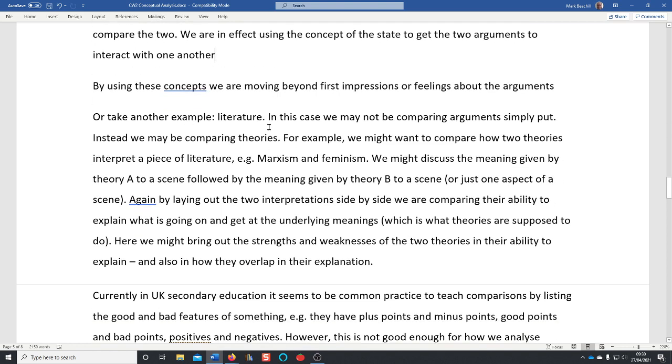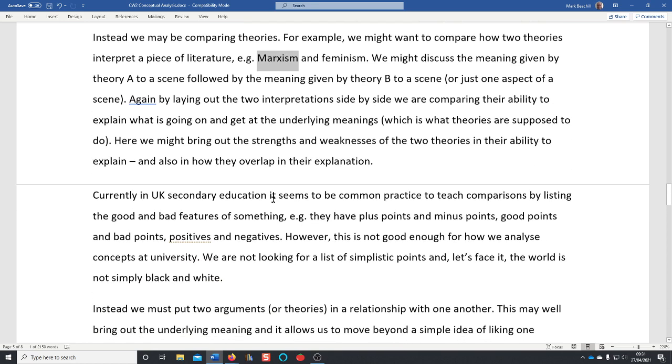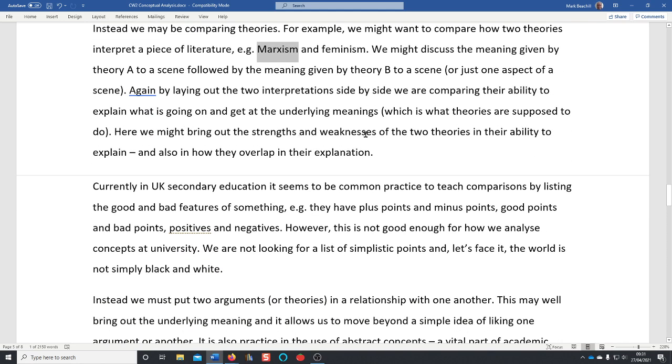We can take literature, right? We can look at what the Marxist view is or feminist view. That's again different views of social groups. We can do that. And we might bring out the strengths and weaknesses of two theories in their ability to explain, if we're comparing theories, right?